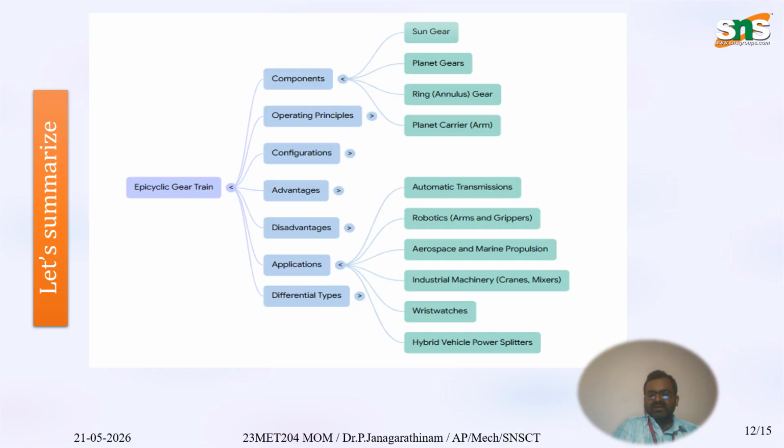This is a small mind map of today's video. Today we discussed the components, operating principle, configurations, how it is applied in a differential, and the different types. The basic components are the sun gear, planet gear, ring gear, and the planet carrier, which acts as an arm, along with the other applications discussed.